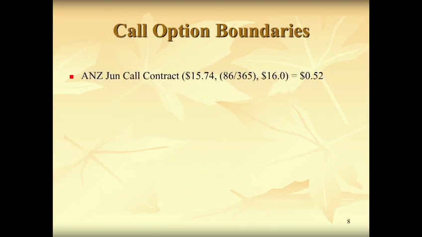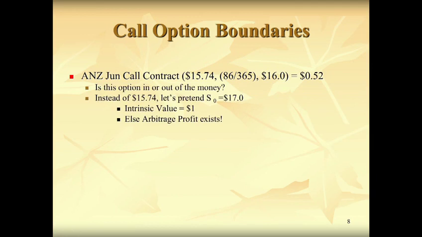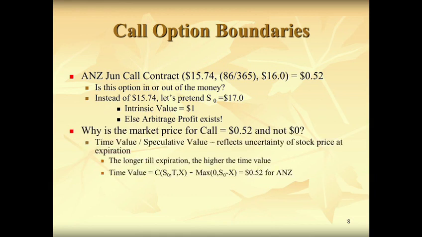Okay, I have a June call. Now the way to read this is always STX, right? This is the price of the underlying. This is the time to expiration. Remember, it's always 365, and this is the strike price. So it's trading at 52 cents. Is this in or out of the money? Out of the money. So why is it trading at 52 cents? Time value, right? Time value essentially is the speculative value. Notwithstanding that the option is out of the money, there is hope that it will become in the money as the underlying price moves. So that's speculative value.